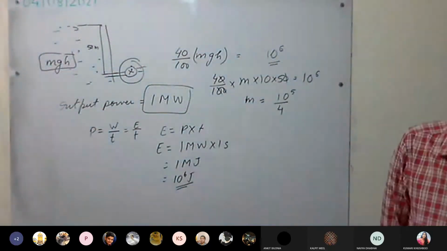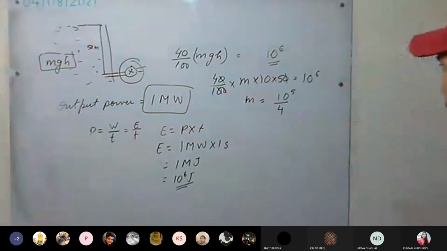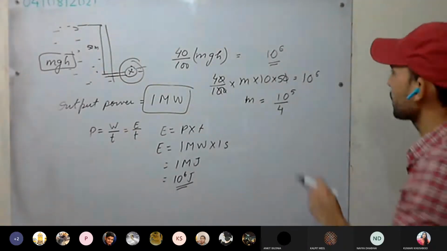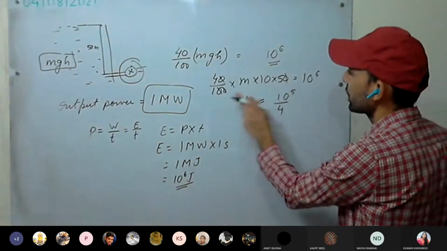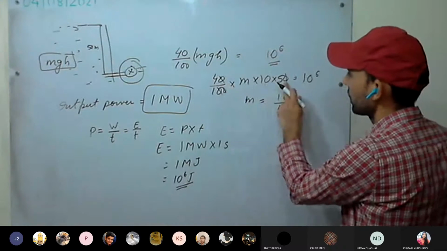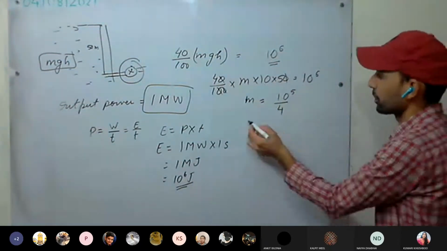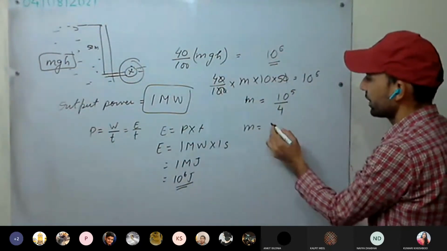Calculate how much it will be. 10 raised to 5 it will come. So somewhere I missed something. 10, 50, 100, 2 zeros gone. How much will it be?